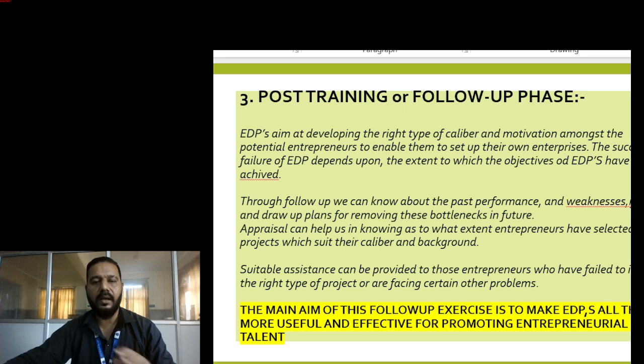If they have taken training, if they have been through an EDP program, it's the duty of the trainer, the government of India or the state government, the central government, to see how many people have become an entrepreneur after taking EDP. Let's move to the next slide. Let's see. Post-training, or the follow-up phase. This was the third.